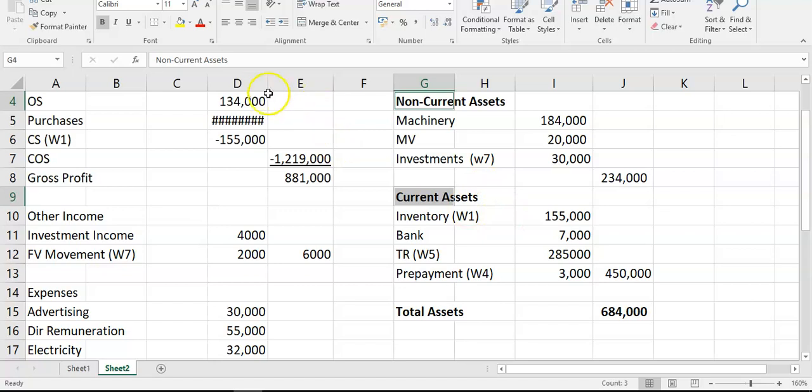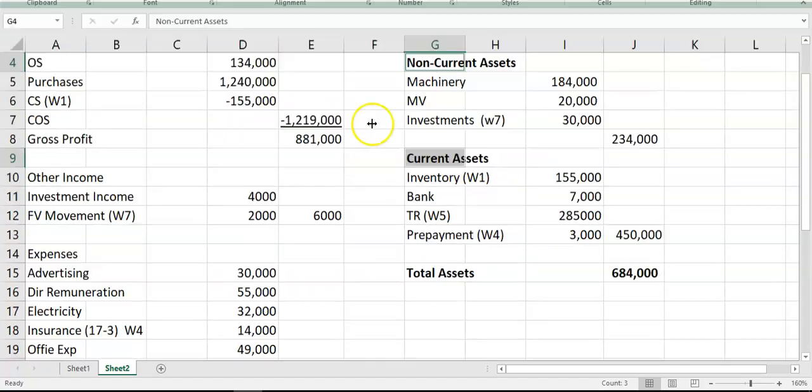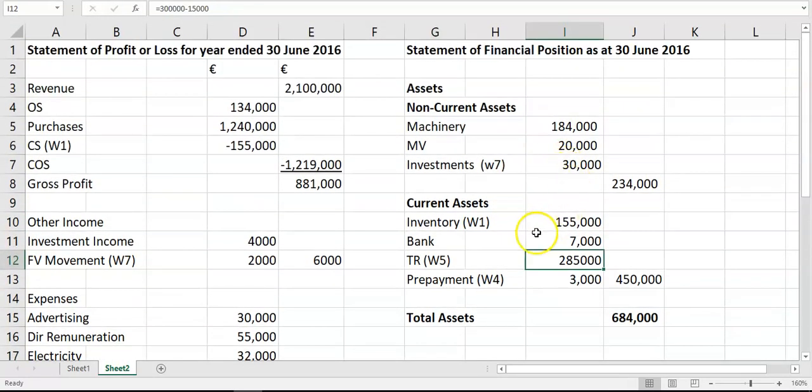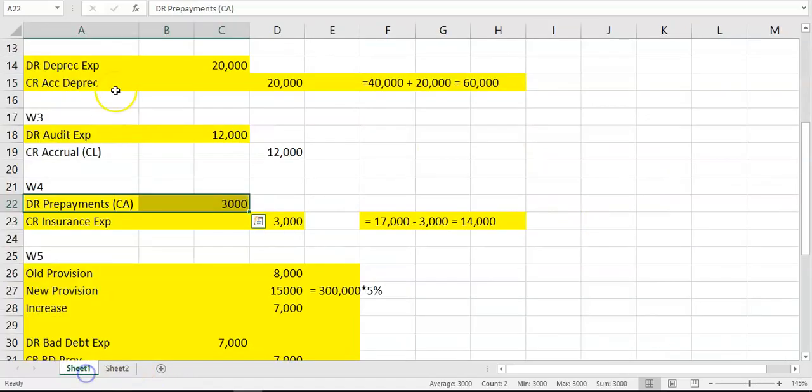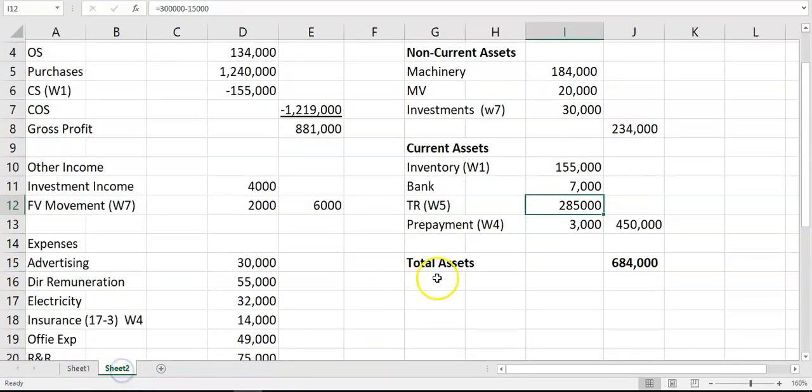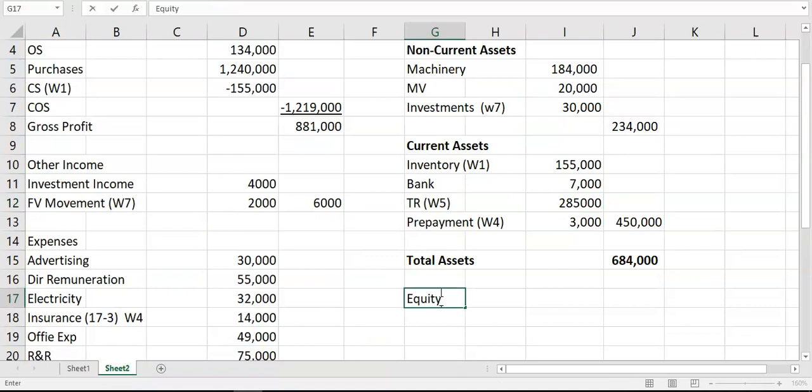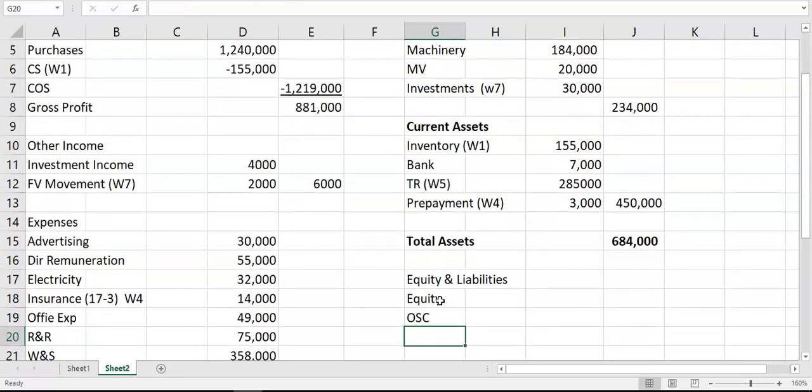This is a tricky one. There is a good bit of work involved there. So it's important to take your time and lay it out correctly, and check all your adjustments as you go through. So we didn't start off with equity and liabilities. So in terms of equity, we have share capital, ordinary share capital, and we have retained earnings.